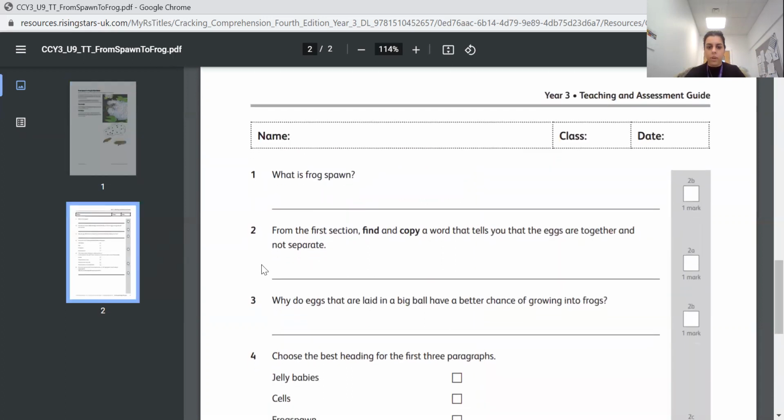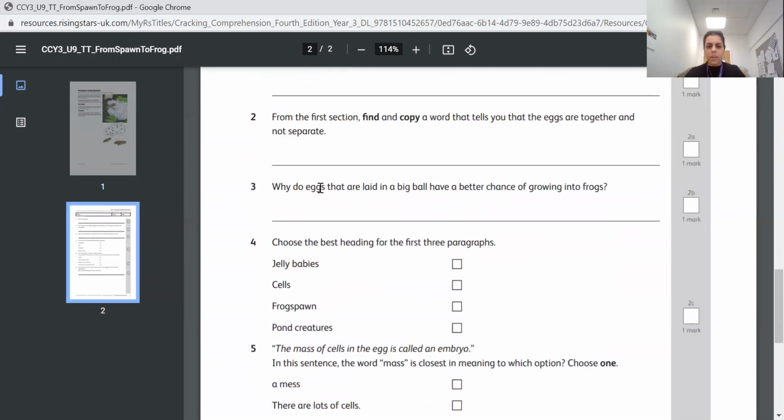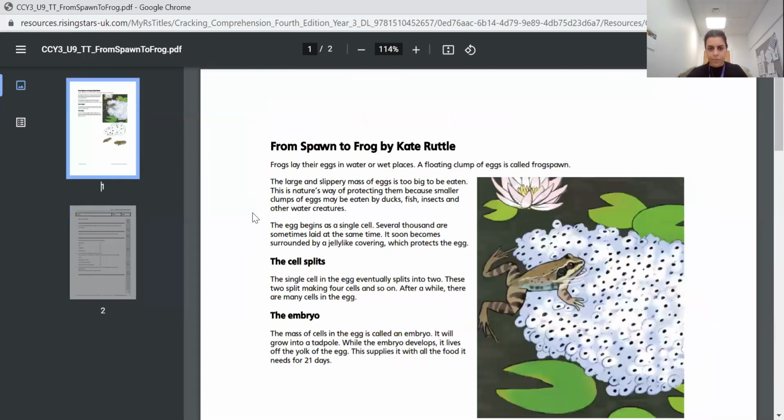Question 3. Why do eggs that are laid in a big ball have a better chance of growing into frogs? I'm going to say that again. Why do eggs that are laid in a big ball have a better chance of growing into frogs? Let's have another look. Now, I knew that this paragraph here told me about the mass and the clump of eggs, and that's what the question is about. So I'm going to read this first section again.